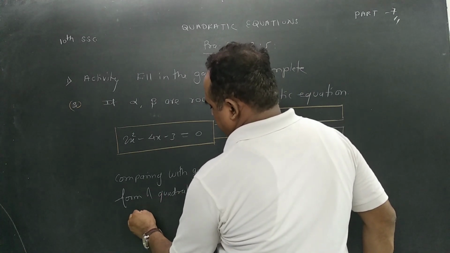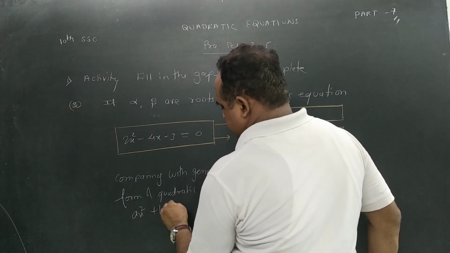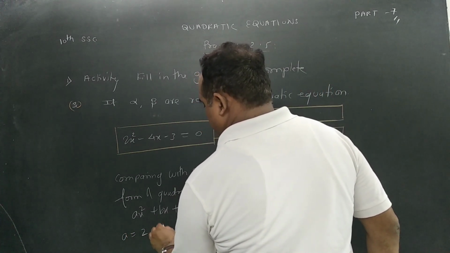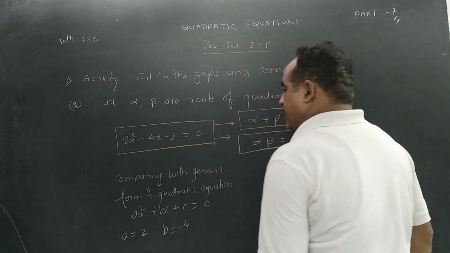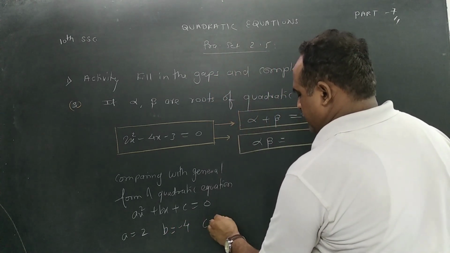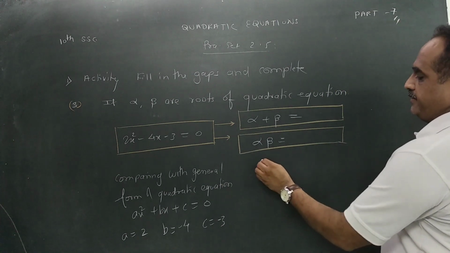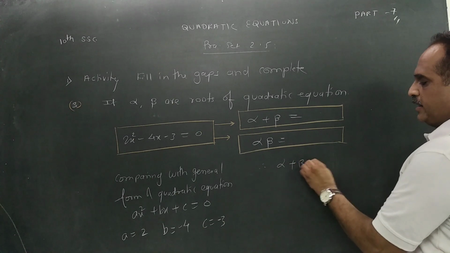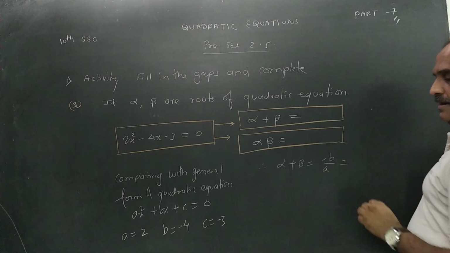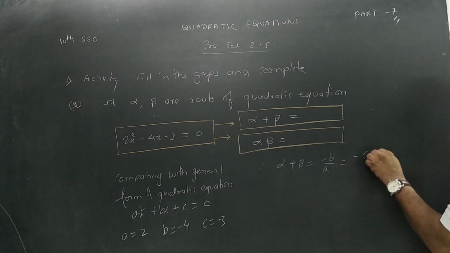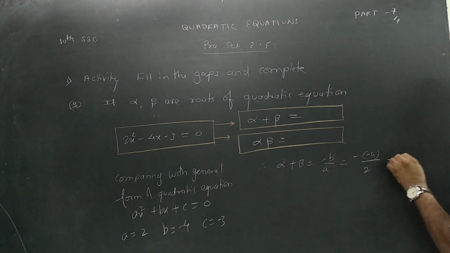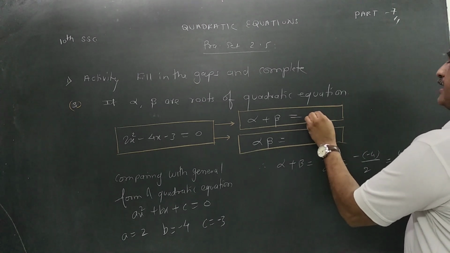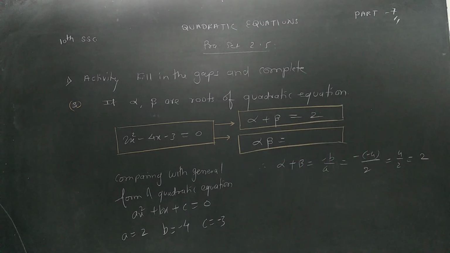What is that? ax² + bx + c = 0. So a = 2, b = -4 and c = -3. Once you have that, we write alpha plus beta. It is -b upon a, that is 4 upon 2, which is equal to 2. So alpha plus beta is equal to 2.